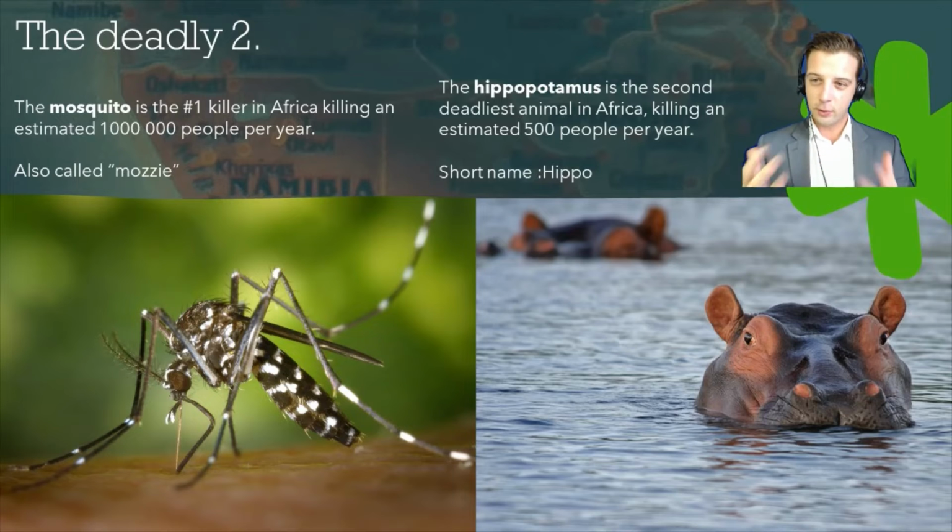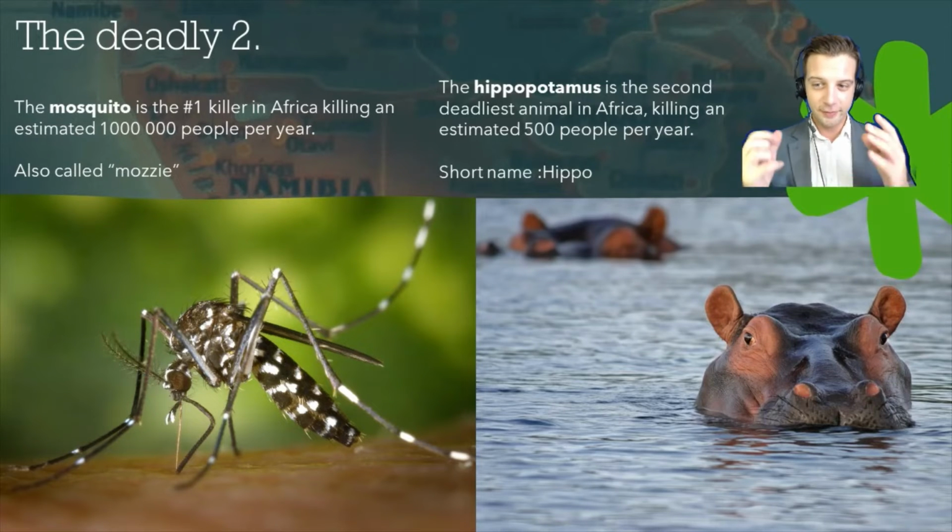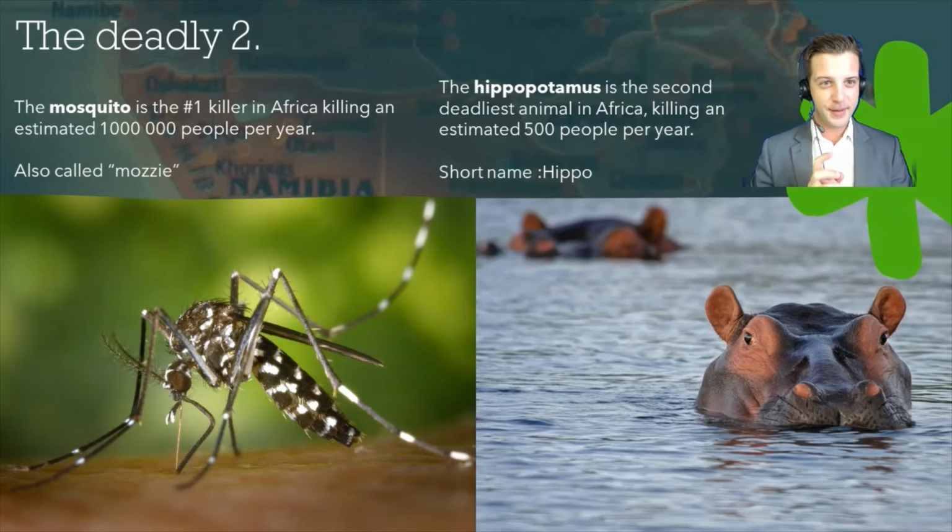These two animals, I call them the deadly two because the mosquito is the number one killer in Africa, killing an estimated 1 million people per year. It's also called a mozzie, and yes, I am featuring the mosquito in a lesson about South Africa. There are many of them here.